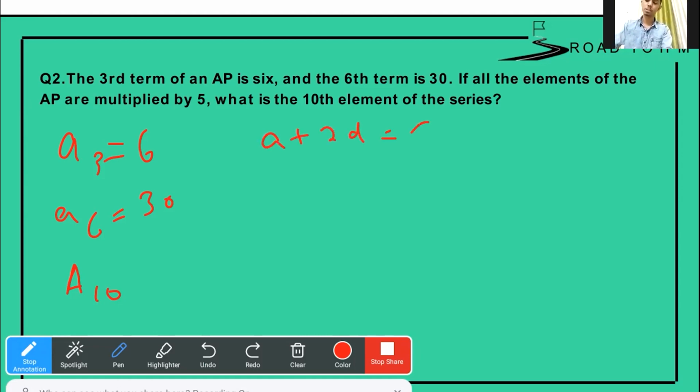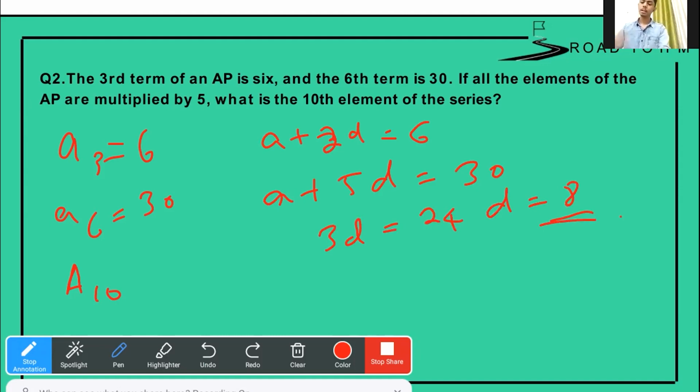That is A plus 2D is 6. We all know the nth term formula, right? If you don't know, just recap it. Take the difference between equation 2 and 1, get 24, D is 8. Great. Now what would be capital D? It will be 5 times 8 since all the elements have been multiplied by 5. 40.